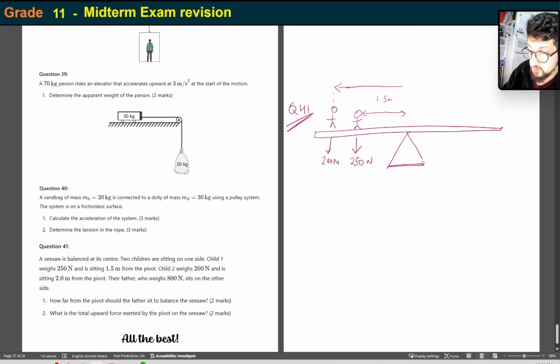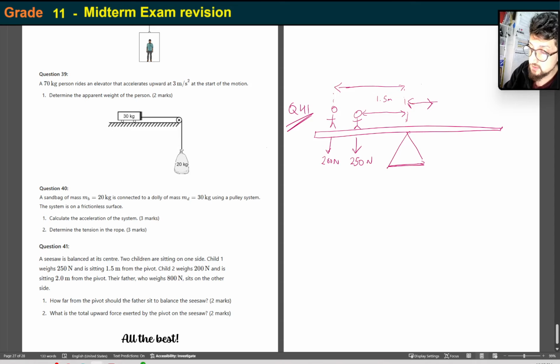We're trying to find out where the father is supposed to sit on the other side. I can tell you right now, he's going to be about a meter away, depending on how much he weighs. He weighs 800 newtons, so I think he's even closer, maybe about 70 centimeters. Just a guess, we have to work it out. How far from the pivot does the father need to sit?